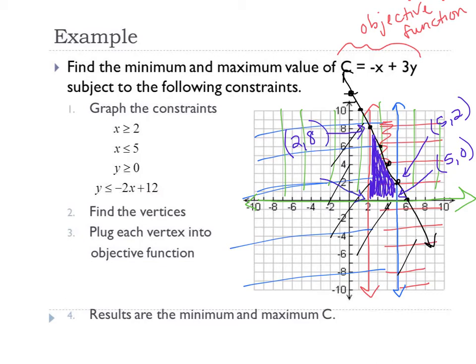And down here we have 2, 0. Okay, and so you can have any number of vertices from 3 on up. 3 would be a triangle. This one happens to have 4 vertices, so we've got the vertices.